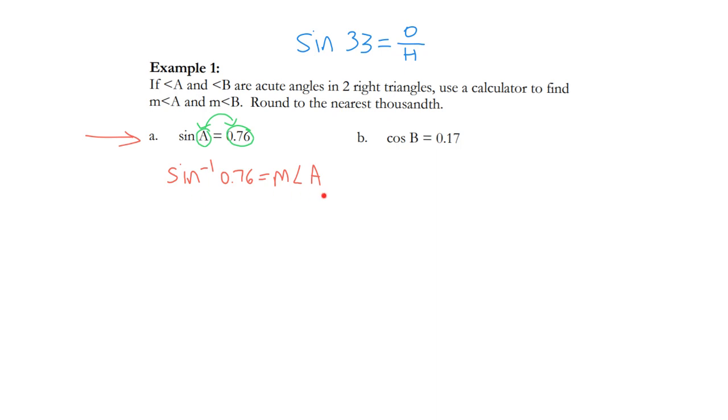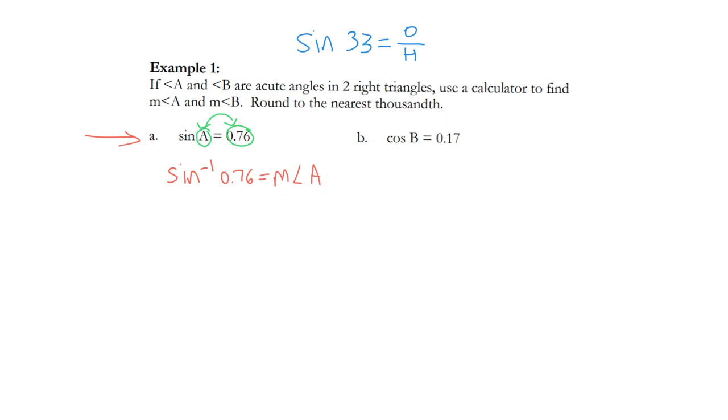Well, what happens now is, again, we can't take the sine of a variable or a missing angle value. We can't do that on our calculators. Sine of A doesn't make sense. But what we can do is the sine inverse of the ratio and get the angle measure.